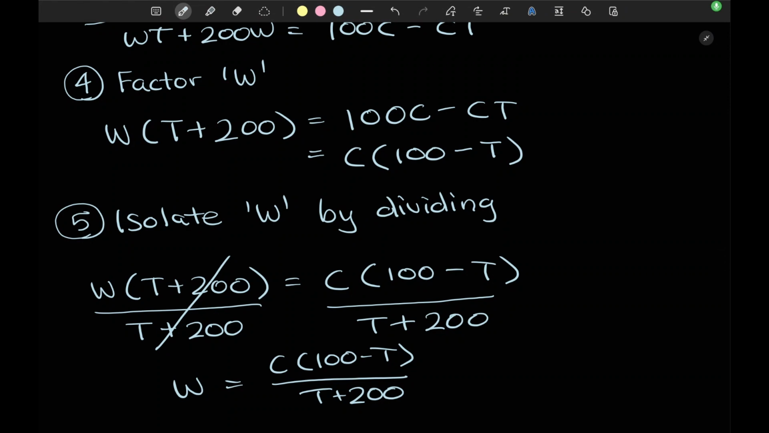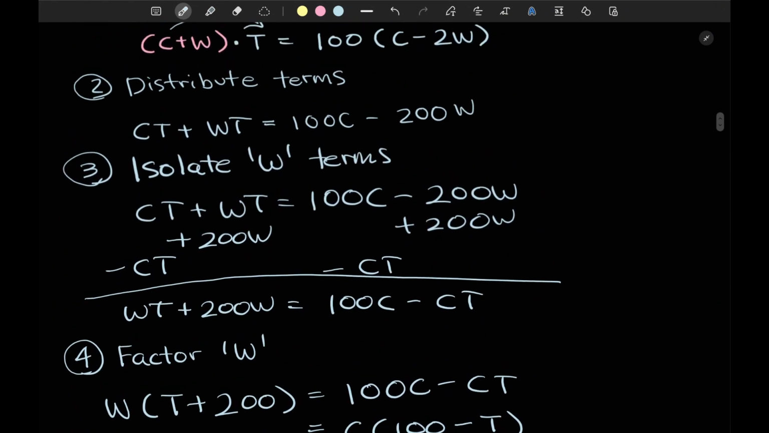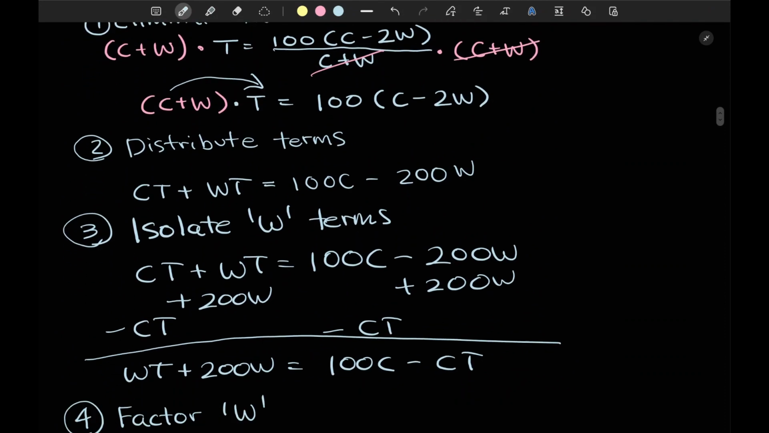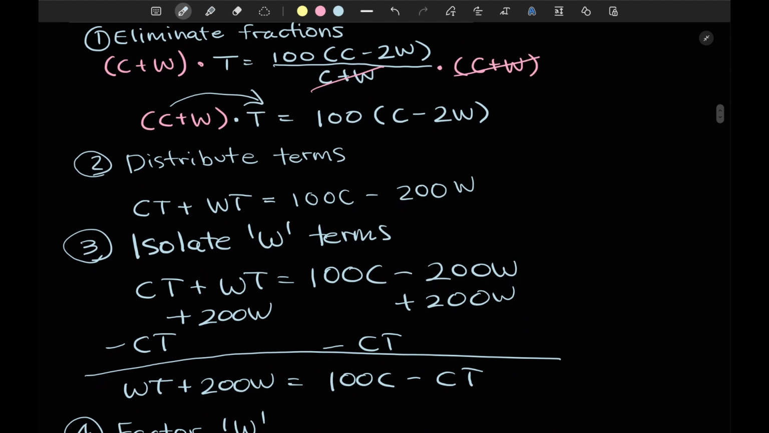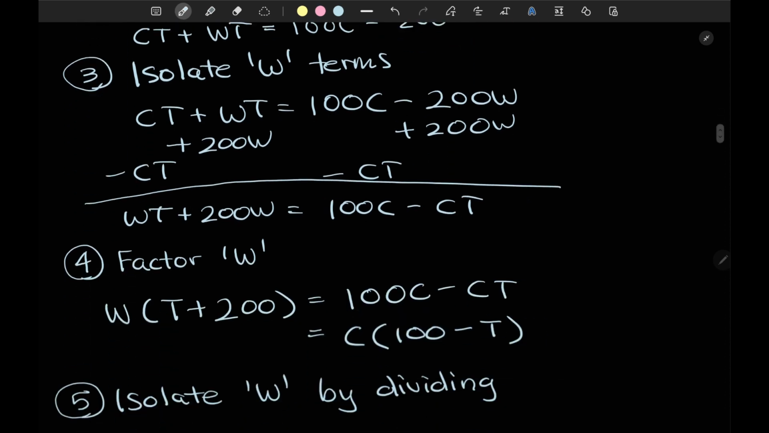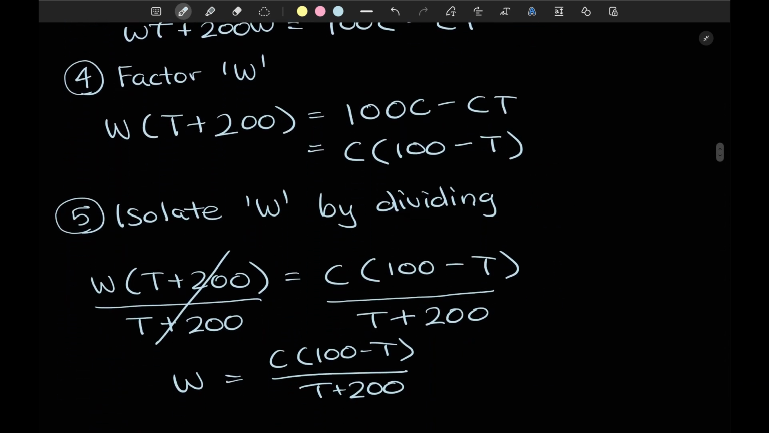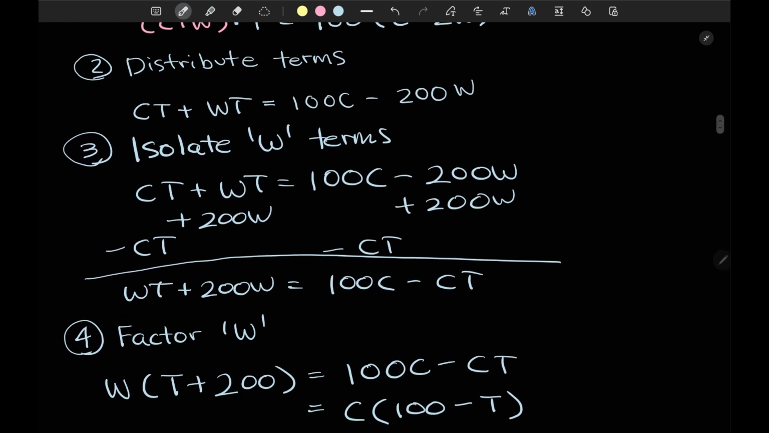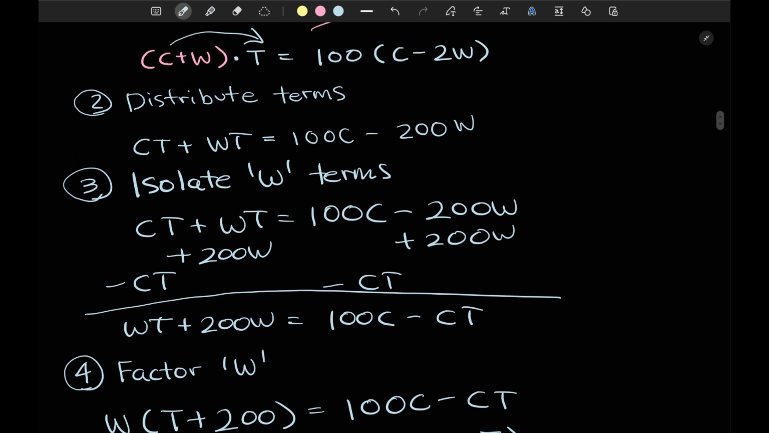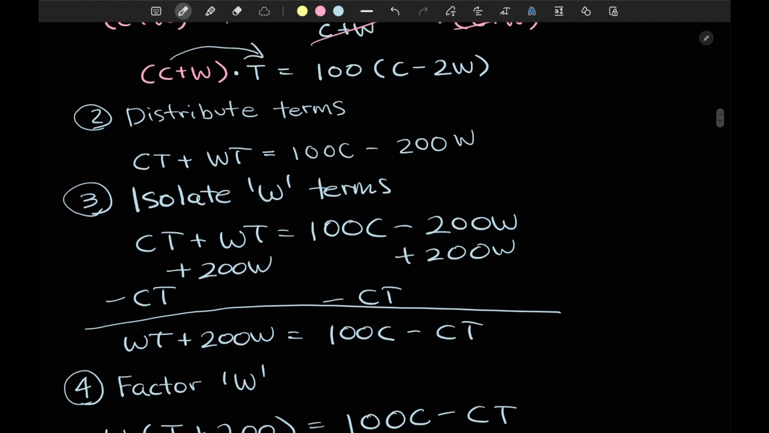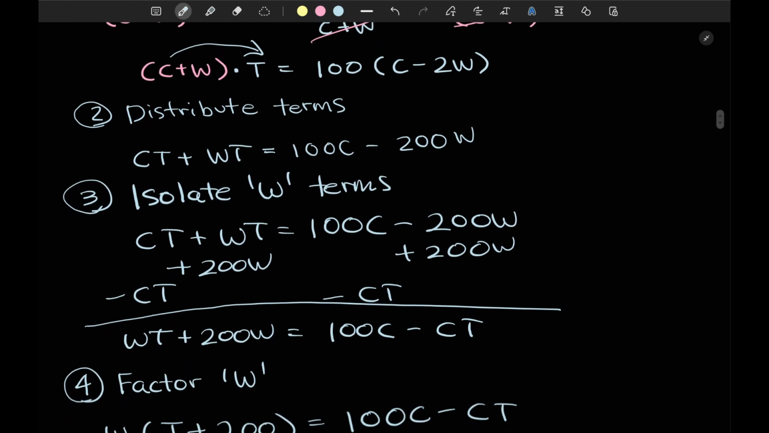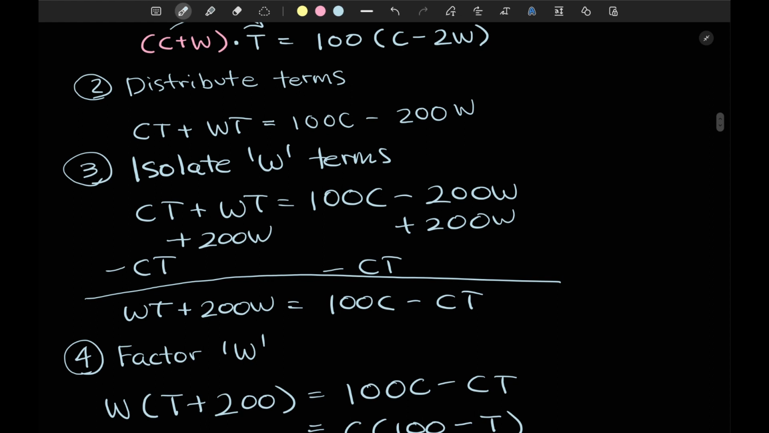And before I end this video, I just want to point out one quick thing. If we look at our steps, we can notice that there are some parallels here. In step 1, we are multiplying by a denominator to eliminate a fraction. And in step 5, we're dividing by a value that ends up in the denominator of our final answer. In step 2, we're distributing terms, and in step 4, we're factoring out terms. So steps 1 and 5 and 2 and 4 are sort of the inverse of each other.